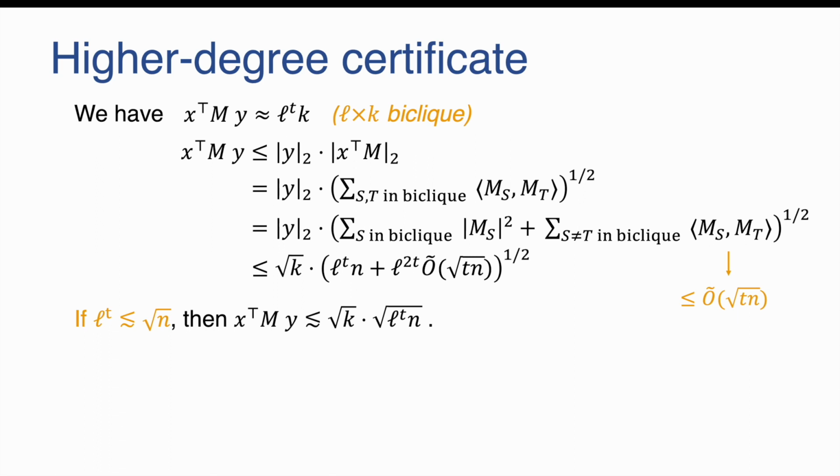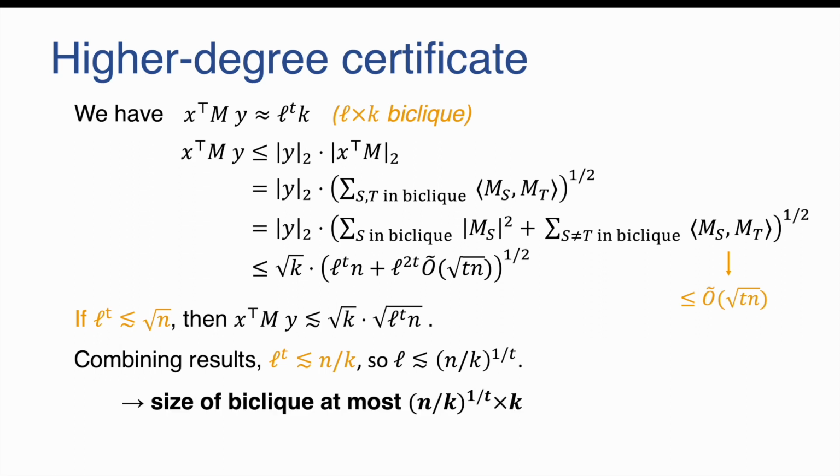So if you combine this with the equality, you get that L to the t is at most n over k. So L is at most n over k to the 1 over t. So the size of a biclique is at most n over k to the 1 over t times k. So again, going back to the original problem, this says that any intersection with S star has size at most n over k to the 1 over t.